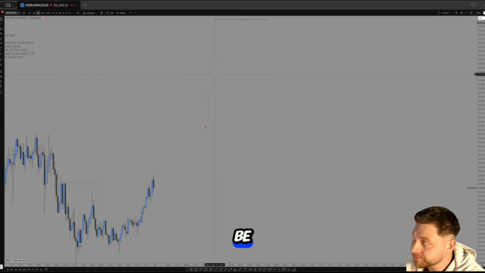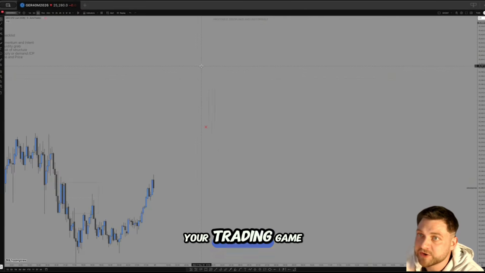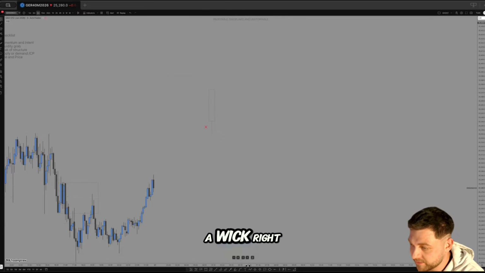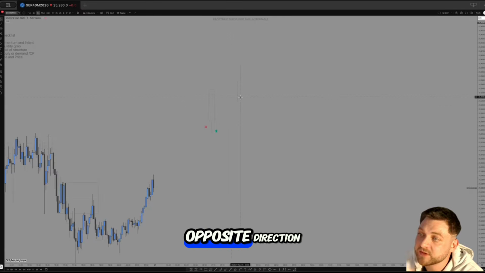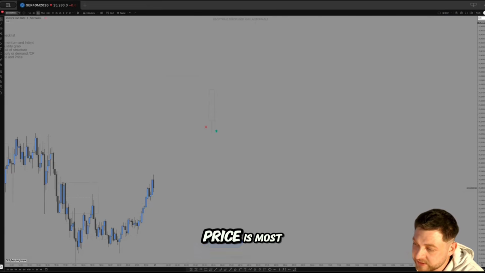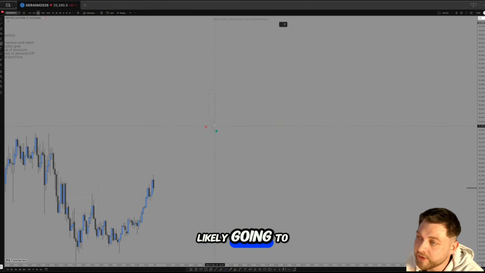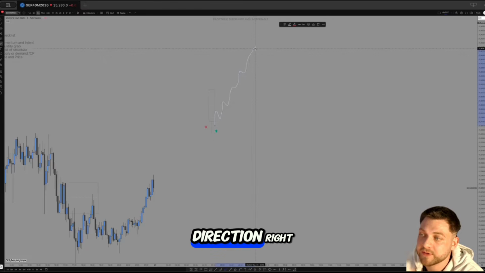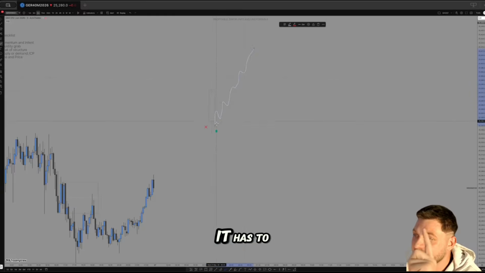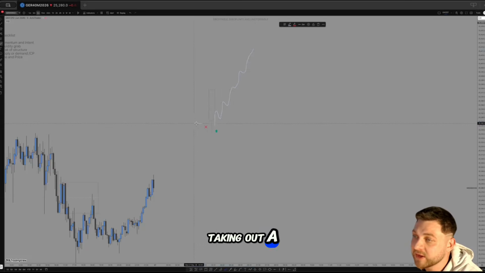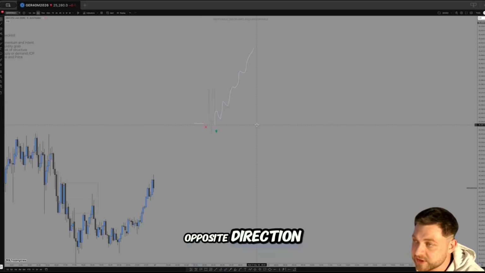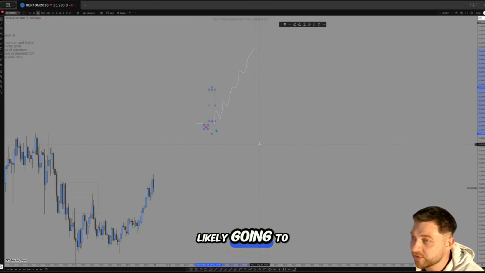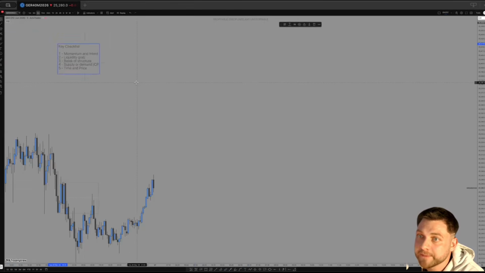And I think this is going to be a defining moment for you in your trading game, right? If we see a wick and we see intent in the opposite direction, price is most likely going to continue in that direction, right? Not every wick. It has to be in context, taking out a key low level and intent. But that's the saying. If you see a wick and intent in the opposite direction, price is most likely going to continue in that direction.